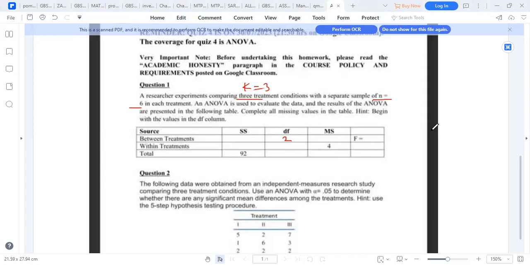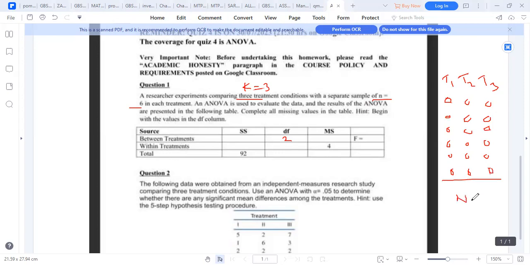What else? We're told that there are 3 treatments, T1, T2, and T3. What else are we told about this? That within each treatment there are 6. So here we have 6: 1, 2, 3, 4, 5, 6, for each. So this is 6 by 3.